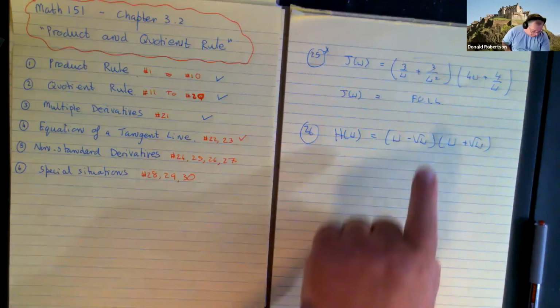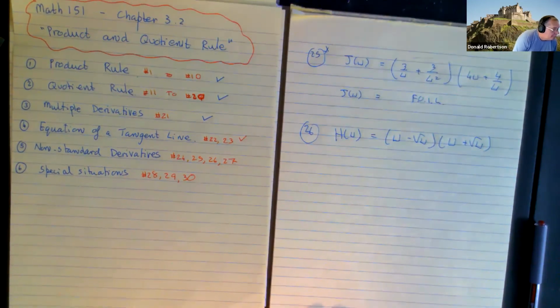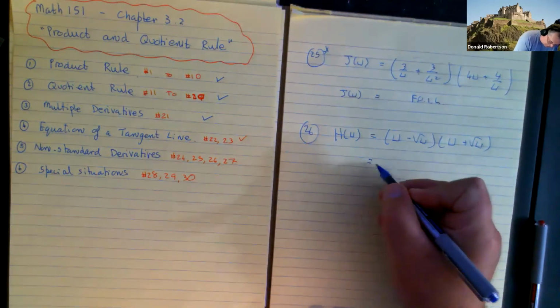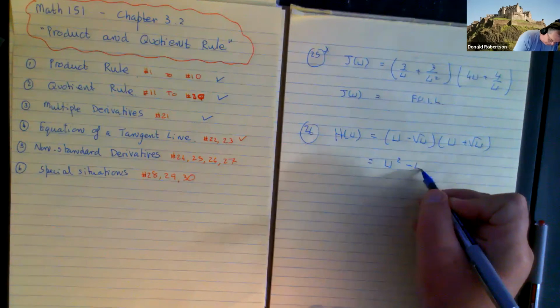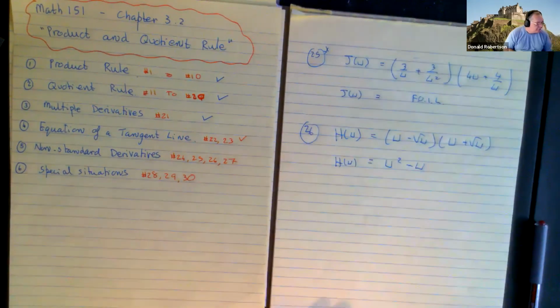Actually, pretty much the same as question 25. Couldn't you just FOIL it out? I'll tell you the answer because it's an easy one. If you FOIL this out, that's what you end up with. Would you agree that's very easy to differentiate?